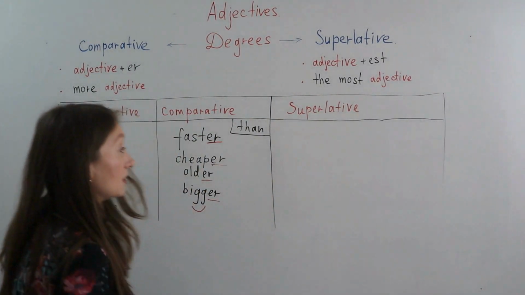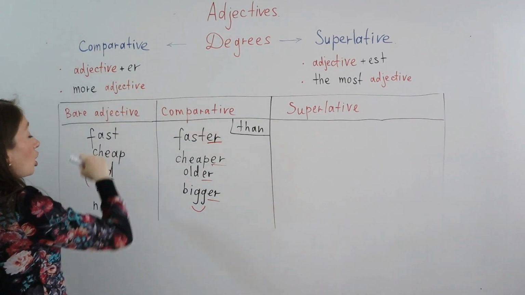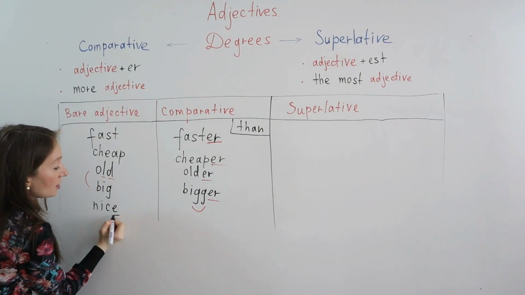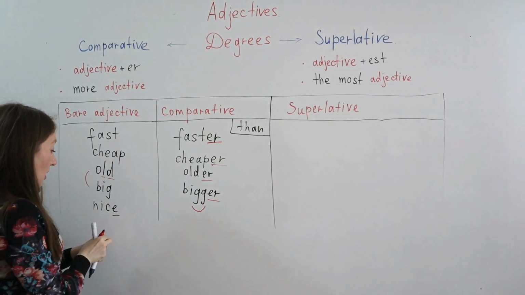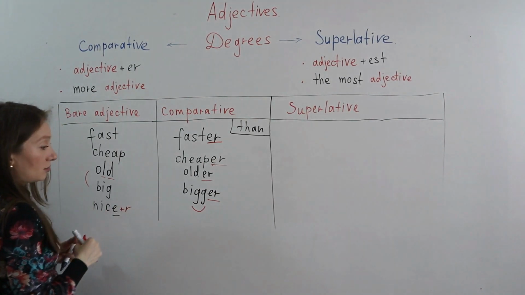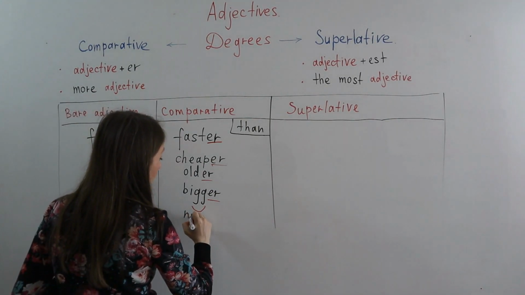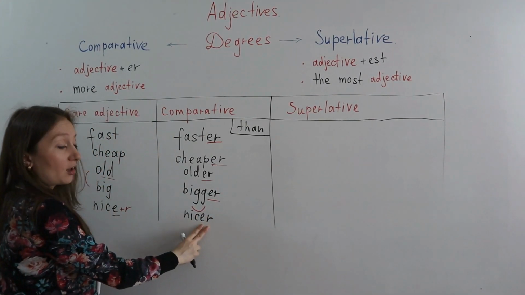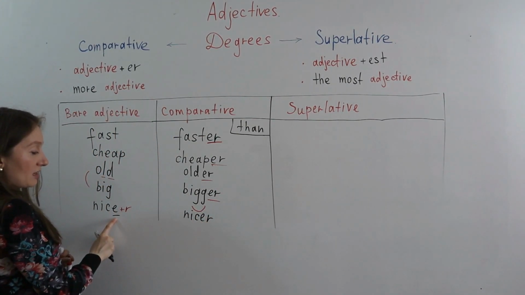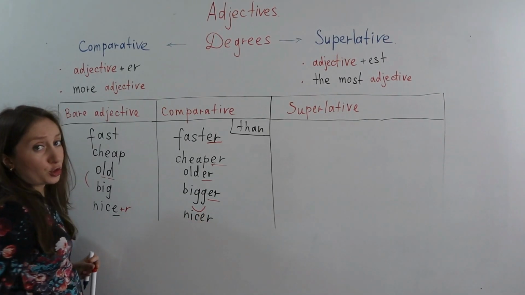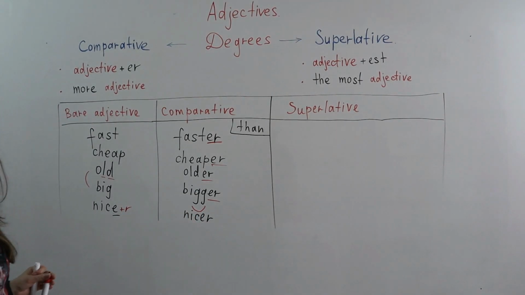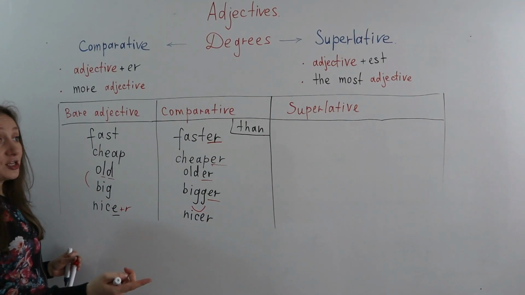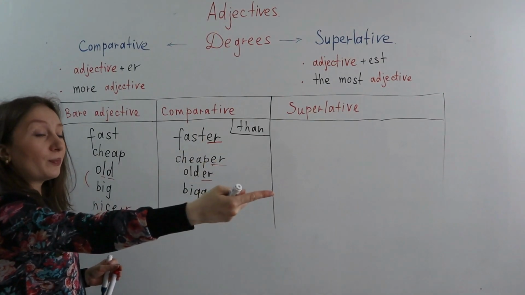Nice. Again, the same structure. You have to add ER, but you already have E. So that's why you just add R. Super easy. Nicer, right? You don't add any extra E. You already have E plus R. Nicer. For example, this new bag is nicer than your old bag.